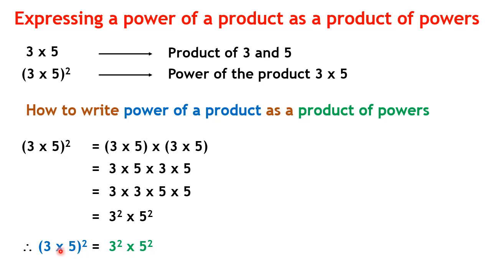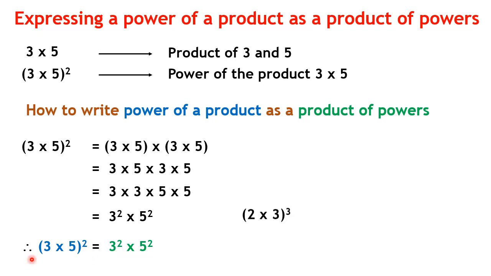So this is how a power of a product is written in the form of a product of powers. So this is called a power of a product. And this is called a product of powers. Here power 2, again power 2. The complete power is given to each and every different base here. So a power of a product is expressed as a product of powers.